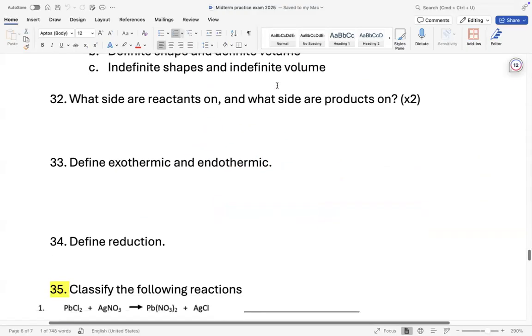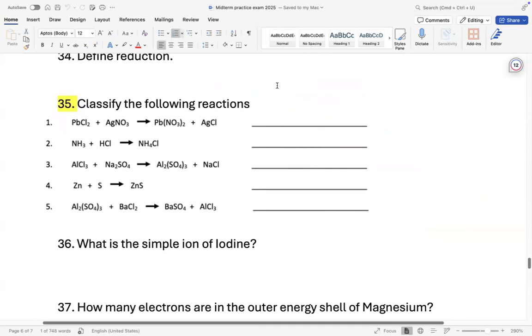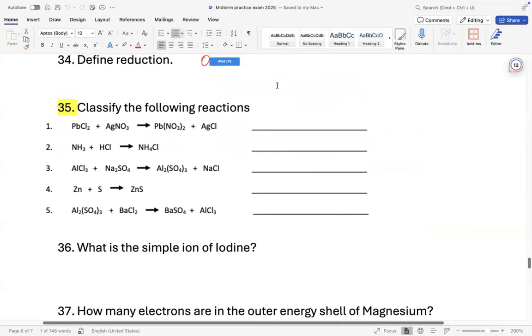Reduction, we just talked about. Its partner is oxidation. And if you remember the OIL RIG, oxidation is losing, reduction is gaining. So reduction is the gaining of electrons.